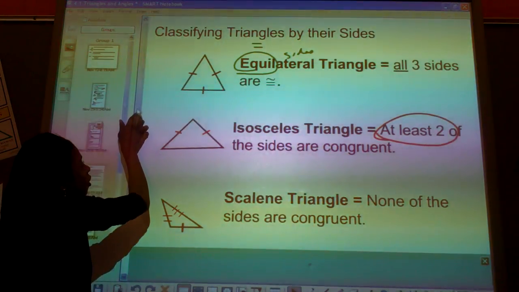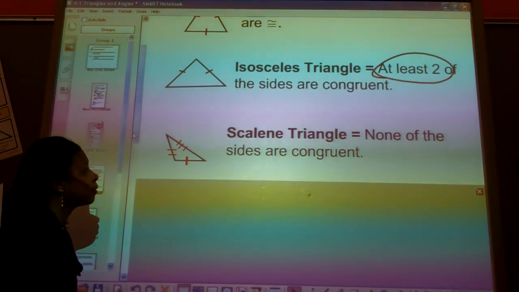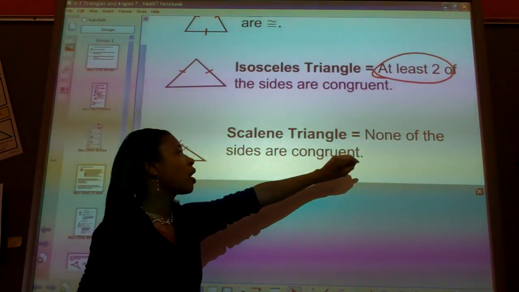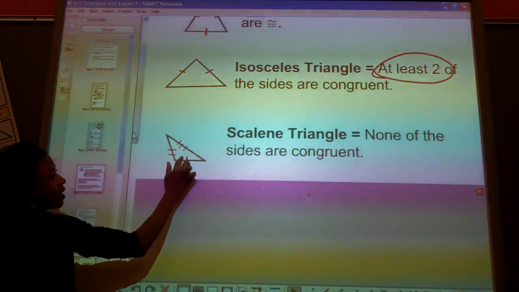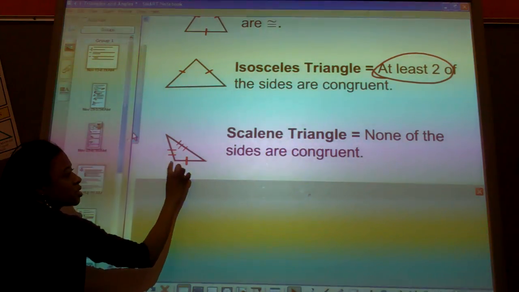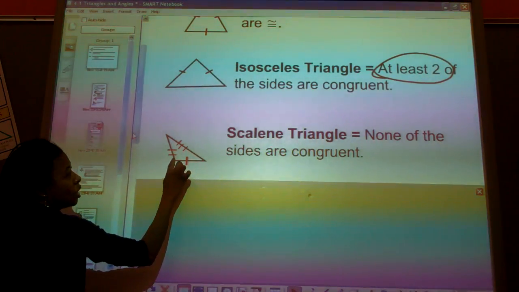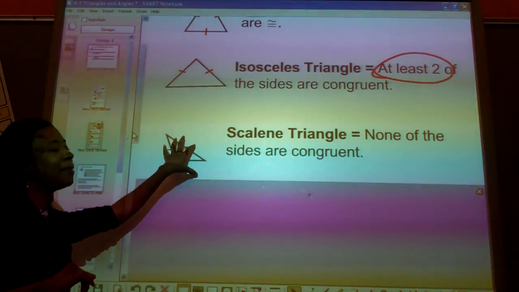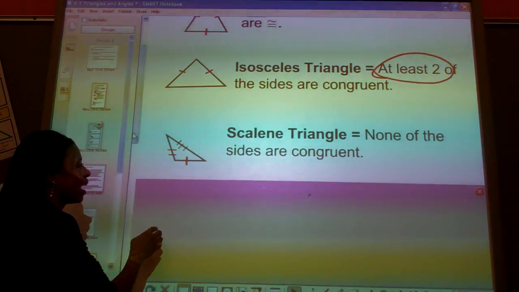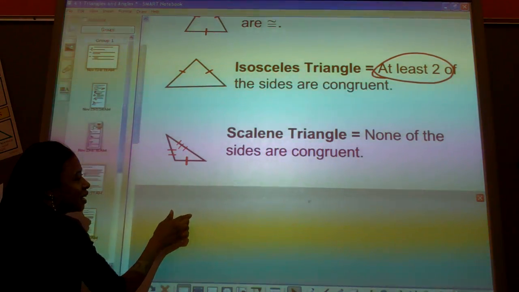The third type of triangle, classifying it by sides, is called a scalene triangle. That's when none of the sides are congruent. All 3 sides are different lengths. Again, this is one side marked by 1. This second side here has 2 markers, and the third has 3 markers, meaning that all 3 sides are different lengths. So this is called a scalene triangle.